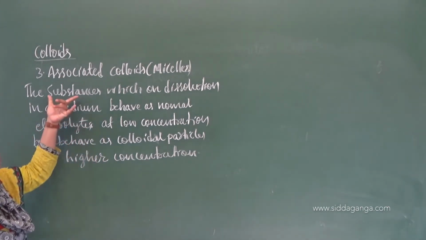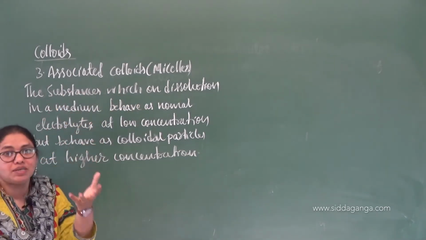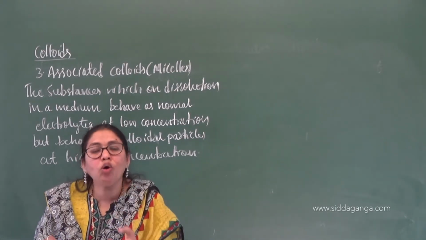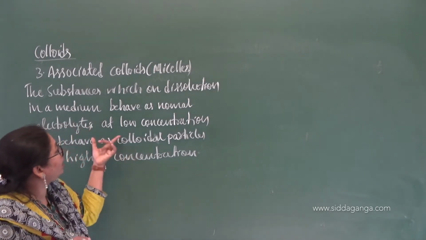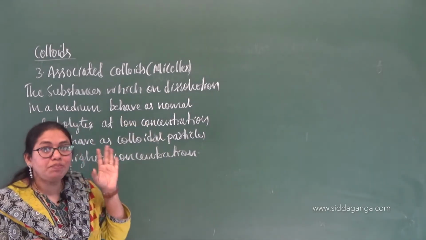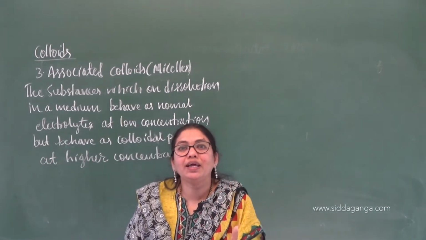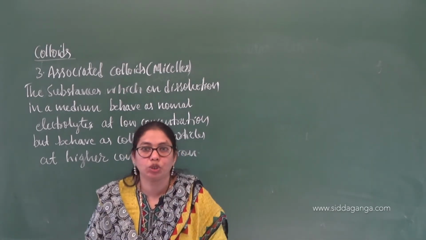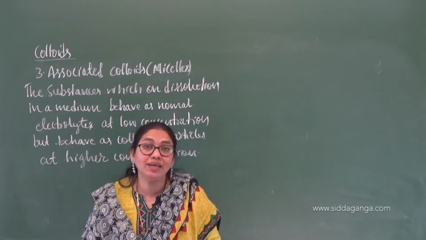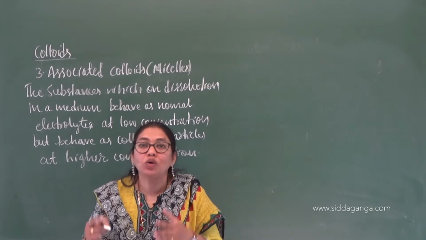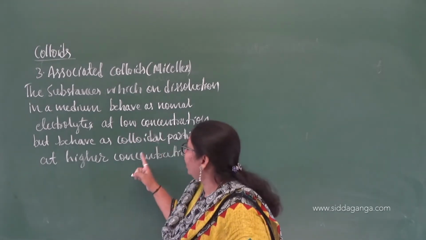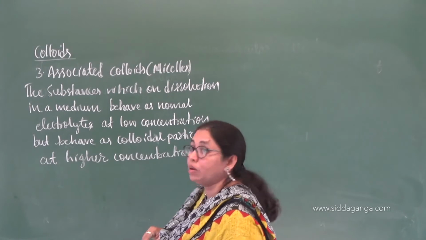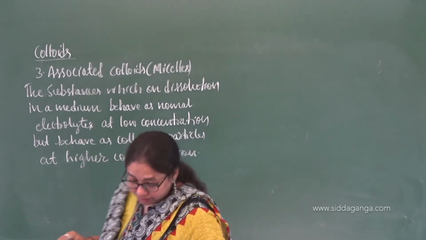What is happening here? The substances which on dissolution, you have some substance and you dissolve it in a suitable solvent, at their normal or low concentration they act as normal electrolytes. Simply, if I take the example of sodium chloride and a solvent, water, if I add a lesser amount of NaCl to water, it will act as an electrolytic solution. But if we increase the concentration of NaCl, it acts as a colloidal solution. Such types of colloids are called associated colloids, or micelles. Understood this one?